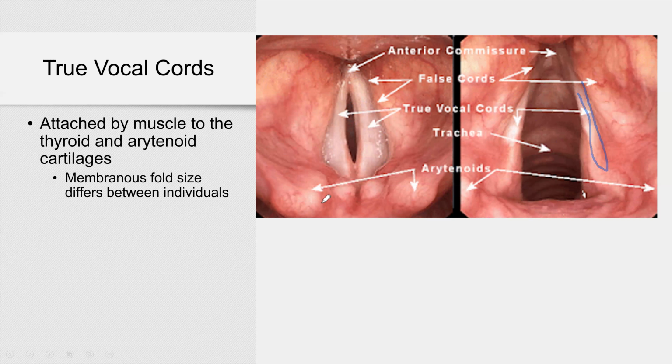And so you can see arytenoid cartilage over here. And glottis, that's the opening. So the true vocal cords are attached by muscles to thyroid and arytenoid cartilages. So thyroid is on front, arytenoid are those posterior cartilages, and membranous fold size differs between individuals.